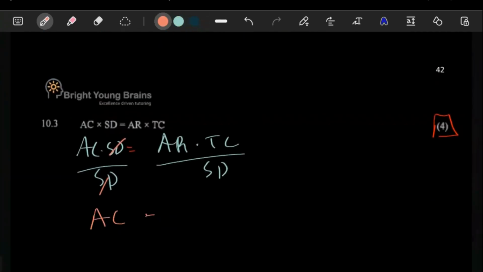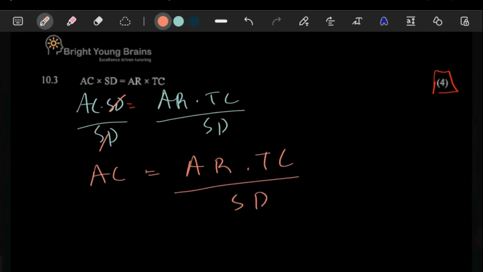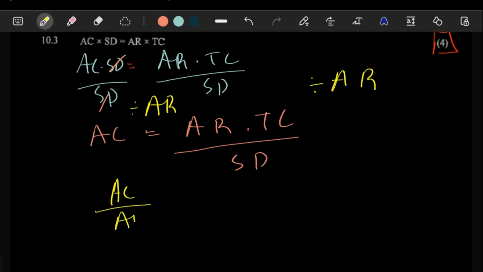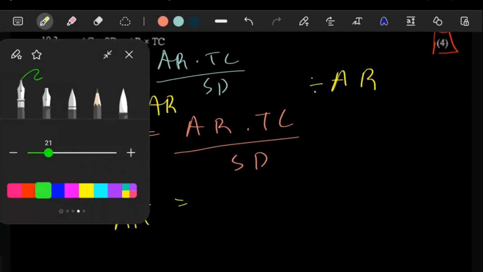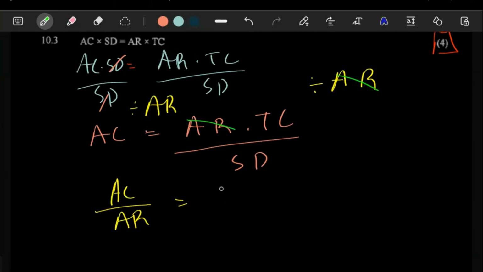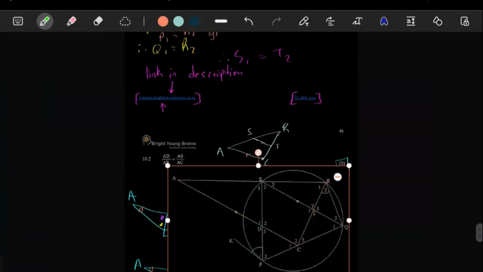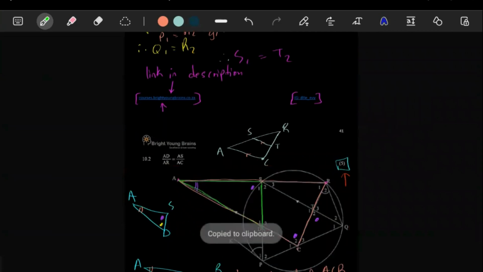So once we have done this, we're trying to end up with a ratio. So here we can maybe then divide both sides by AR. Divide here by AR, divide here by AR. We're going to have AC, the whole thing over AR, and obviously on this side here, AR cancels. We have TC over SD. So this is what we could be looking to prove. It's a 4-mark question, so we don't have to panic or anything like that.